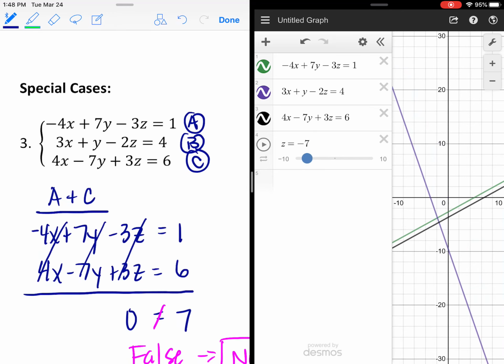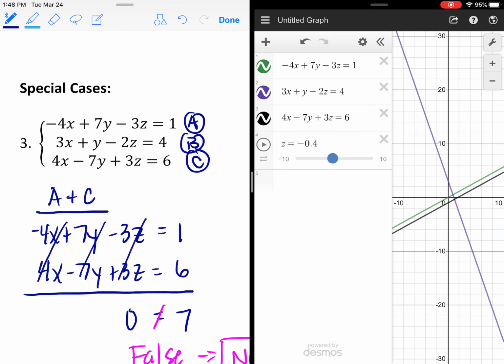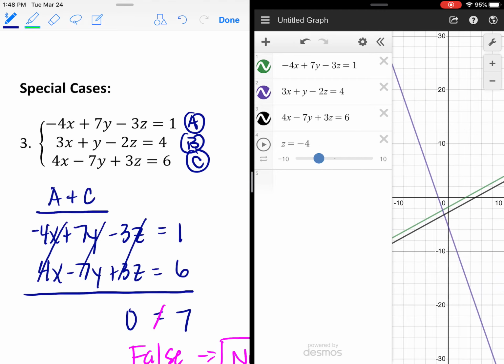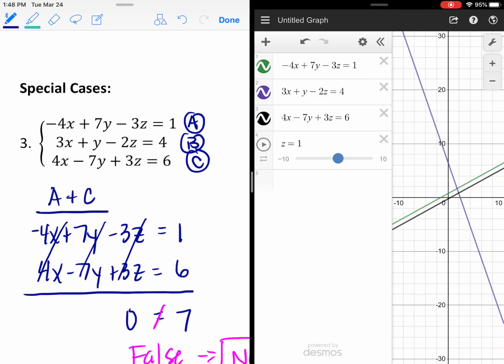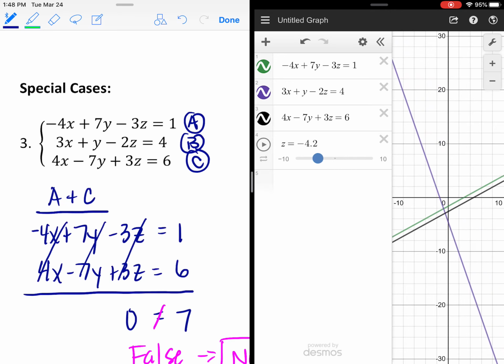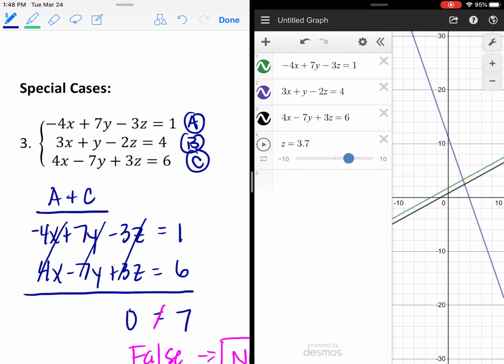Okay, add a slider. And what you're going to notice here when you add the slider in is that those first two, actually it's the first and the third one, they're parallel. It doesn't matter what you do to this system, there's no way we can get all of those 3 lines to cross, because 2 of them are going to be parallel no matter what. So you can see here exactly as we said, there's not going to be a solution.